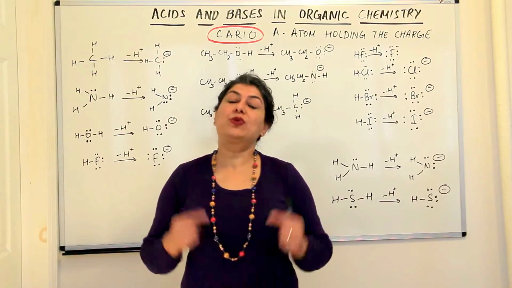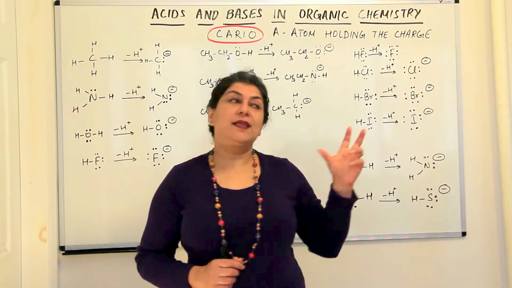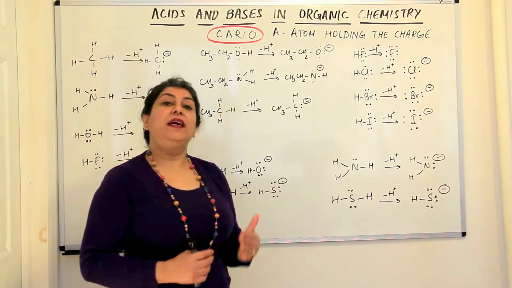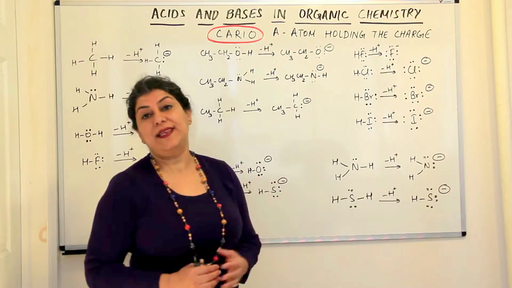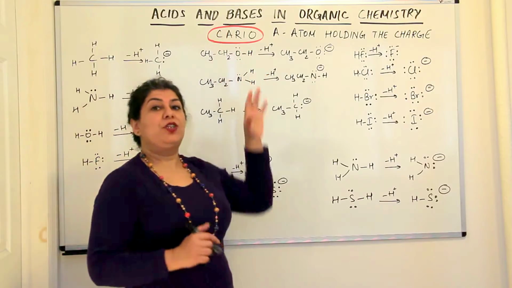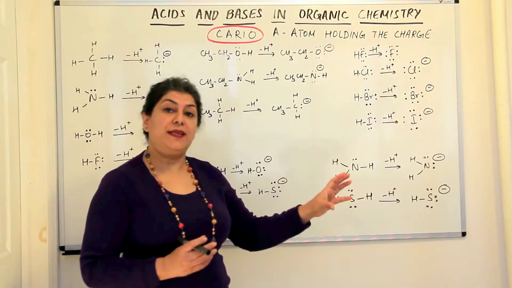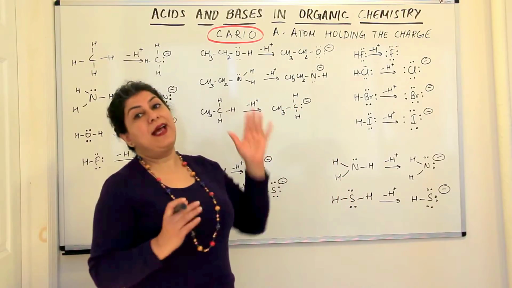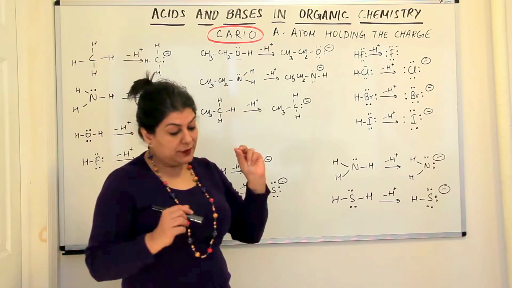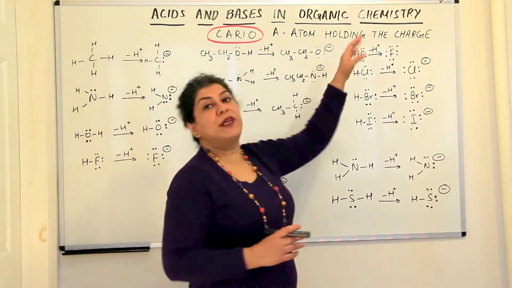In this video, we are going to continue our discussion about the mnemonic that we used, CARIO. This mnemonic stands for 5 steps that we use to identify and compare the acidic and basic strengths of compounds. In the previous video, we discussed charge, the charge of the acid and the charge on the conjugate base, and compared them on the basis of charge. In this video, we are going to study the second step, that is the atom holding the charge.